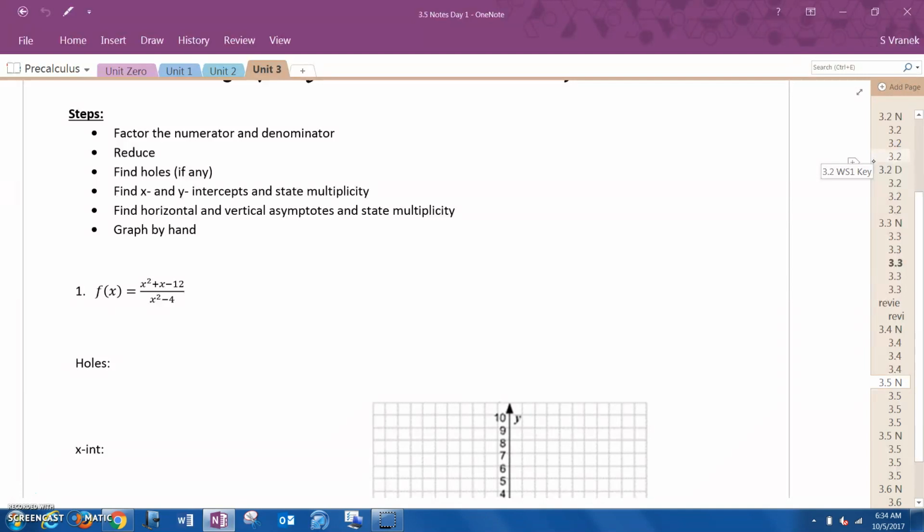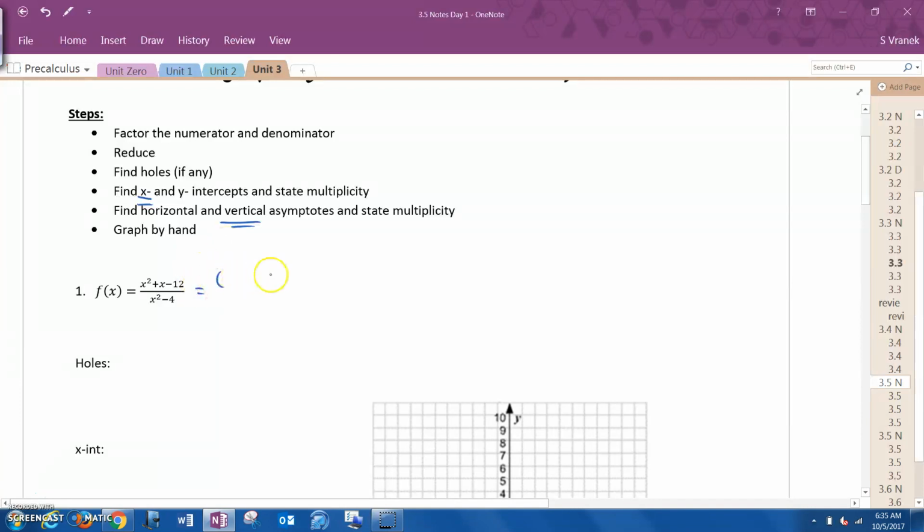Then we want to find the horizontal and vertical asymptotes and state their multiplicity. Well, usually you only have multiplicity for x, the x stuff, so the vertical asymptotes and the x-intercepts. And then graph. So let's see this first one here.